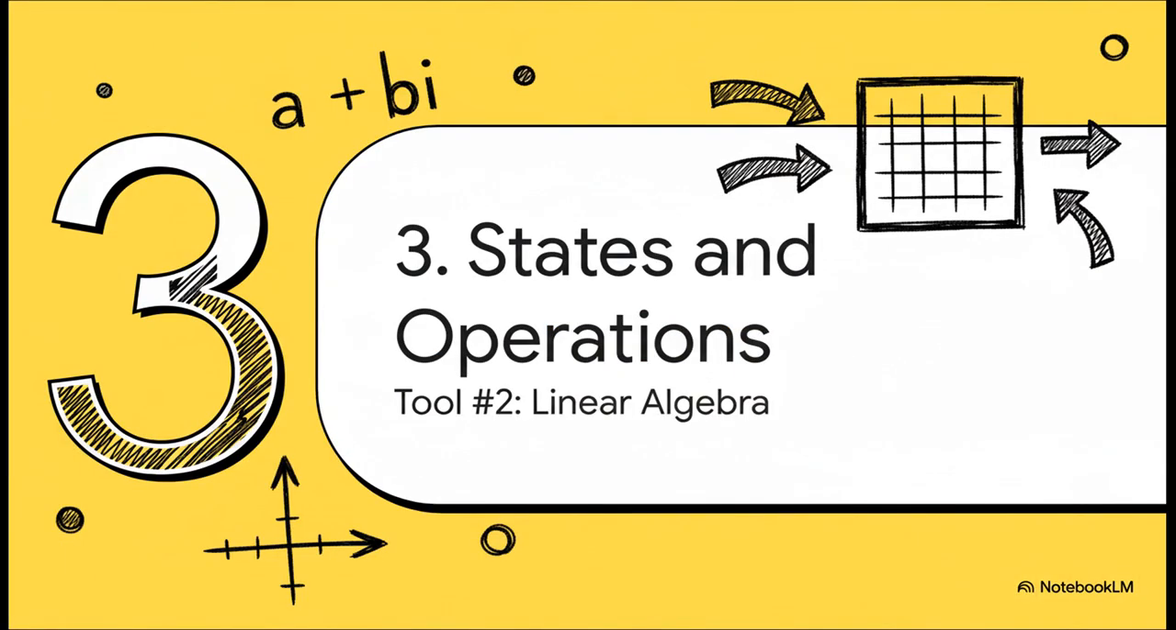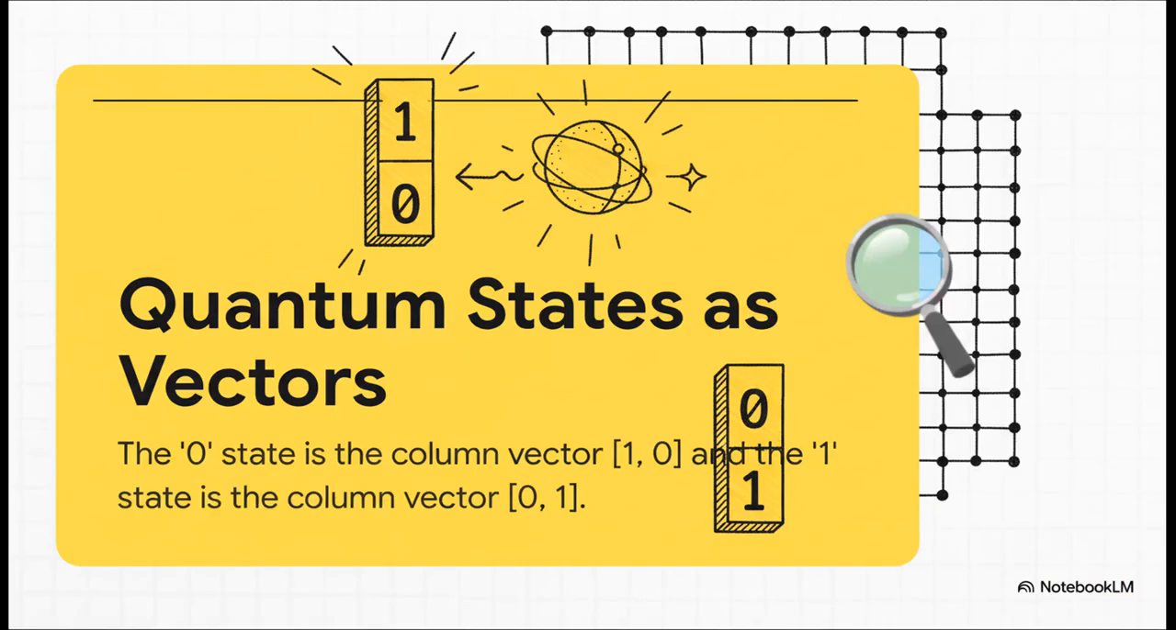Okay, so complex numbers give us a language to describe the rich state of a qubit. That's tool number 1. But we also need a way to actually change that state, to manipulate it. And for that, we bring in our second major tool, linear algebra. So, how do we use it? Well, we start by representing our basic quantum states as vectors. We say the 0 state is just the column vector (1, 0), and the 1 state is the column vector (0, 1). I know it might seem a little abstract right now, but trust me, giving our states a concrete mathematical form like this is the foundation for everything that comes next.